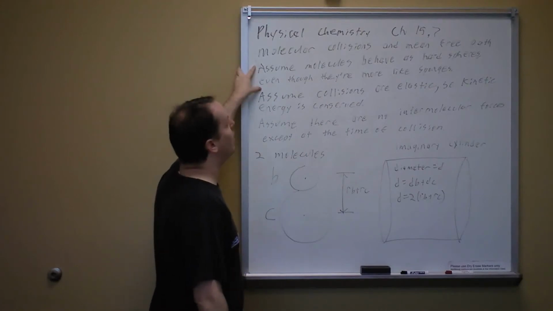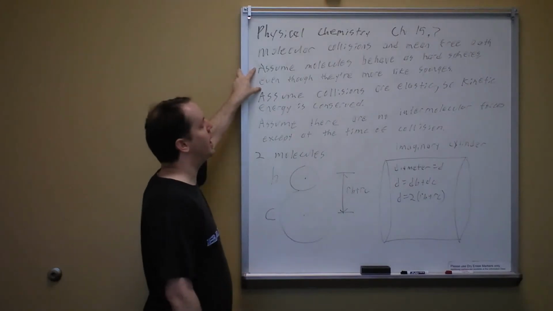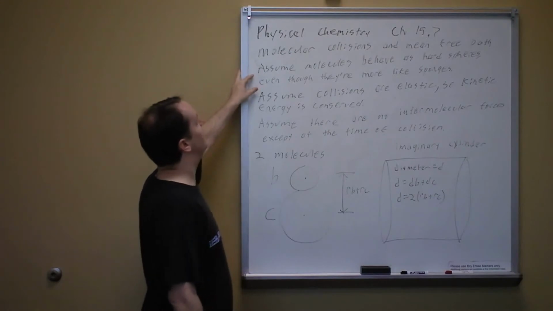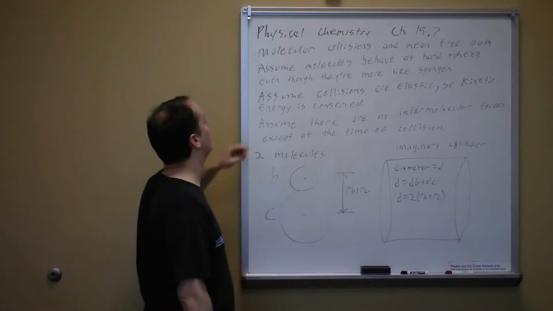The first, we're going to assume that molecules behave as hard spheres bouncing off each other. Obviously, molecules can be different shapes, but that's just going to make the math more complicated, and we won't benefit from that. And likewise, they actually behave more like sponges, but that's not particularly relevant either.